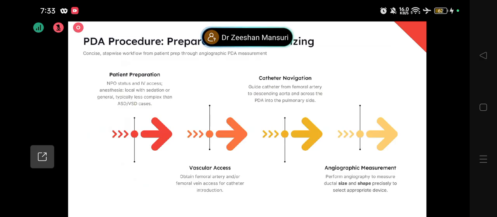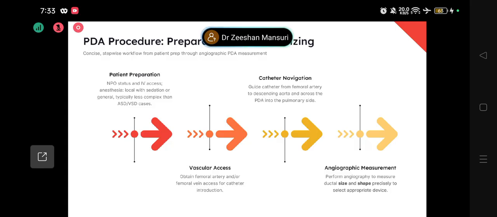So patient preparation is overnight, 24-hour NBM, that's okay. Then vascular access, artery as well as vein. Catheter navigation: first of all, you take an angiography by putting the pigtail into the arch of aorta, whereas you can see the shunting from the aorta into the pulmonary artery. And if you want to make sure, you can go in the lateral view, LAO 90 degree, where you can directly see the aortic as well as the pulmonary end of the ductus, which can be useful for sizing of the device.